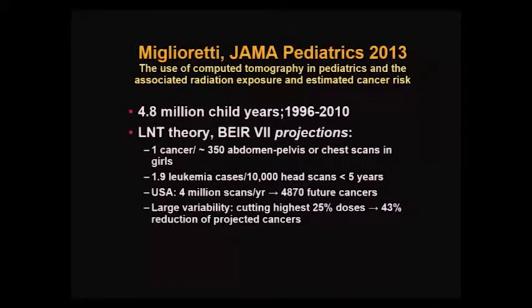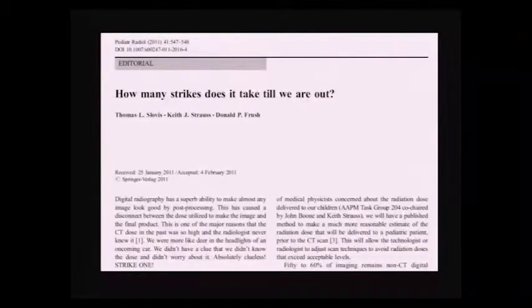Yet it is a very important study, I think, because it shows that there's a large variability within the California healthcare centers, and if we cut the highest 25% of the doses, that would cut down 43% of this parameter, that we don't know if it's real, but it's something that we can use to get a handle on the situation. So they are projections, they are not observable variables.